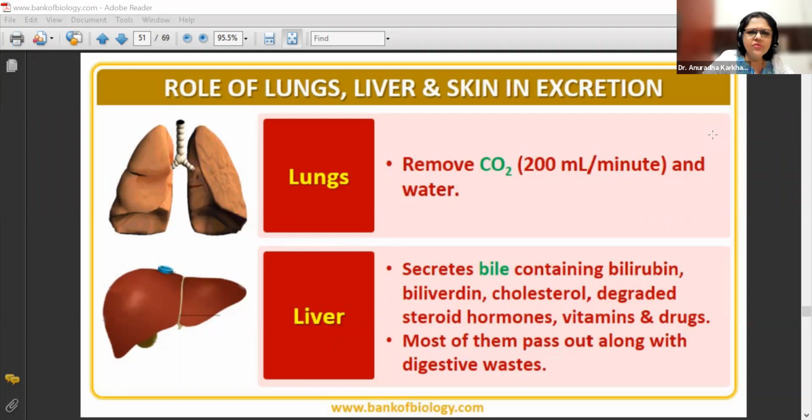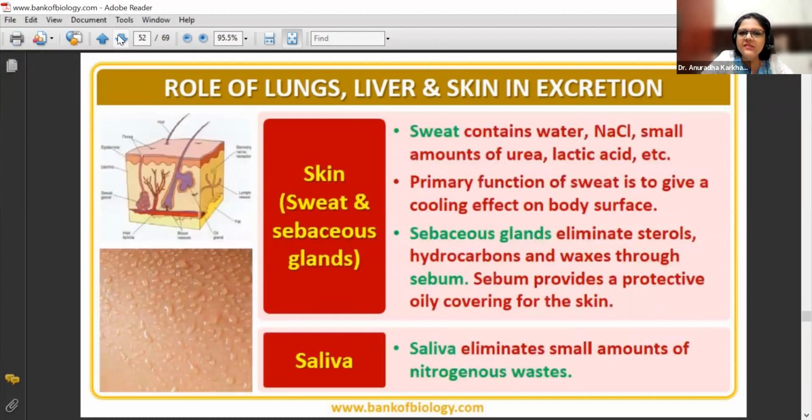So lungs are also helping, liver is also helping in final excretion of different kinds of waste, I would say. Skin: sweat contains water, NaCl, small amount of urea, lactic acid, etc. Primary function of sweat is to give a cooling effect on the body. Sebaceous glands eliminate sterols, hydrocarbons, waxes through sebum. Sebum provides a protective oily covering for the skin.